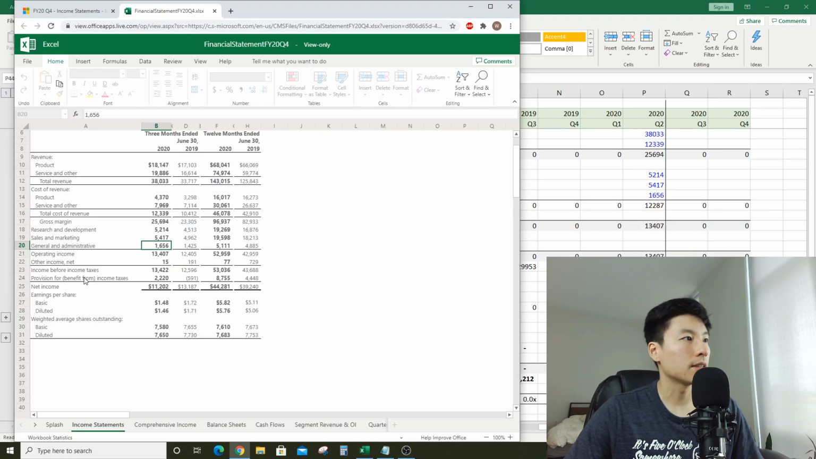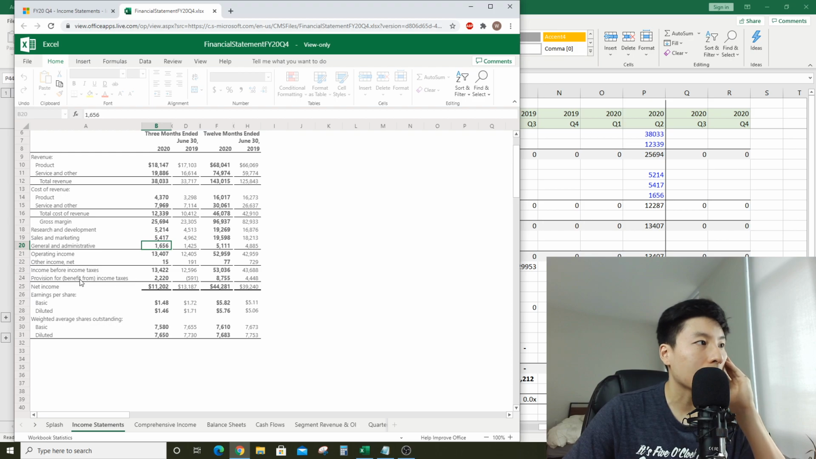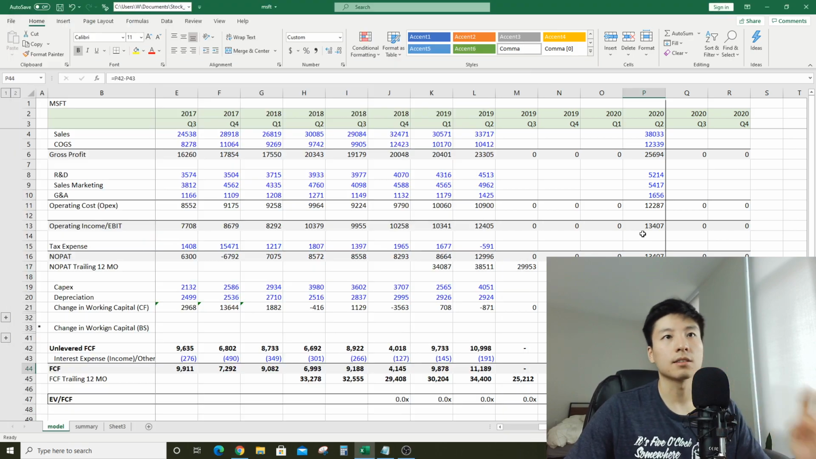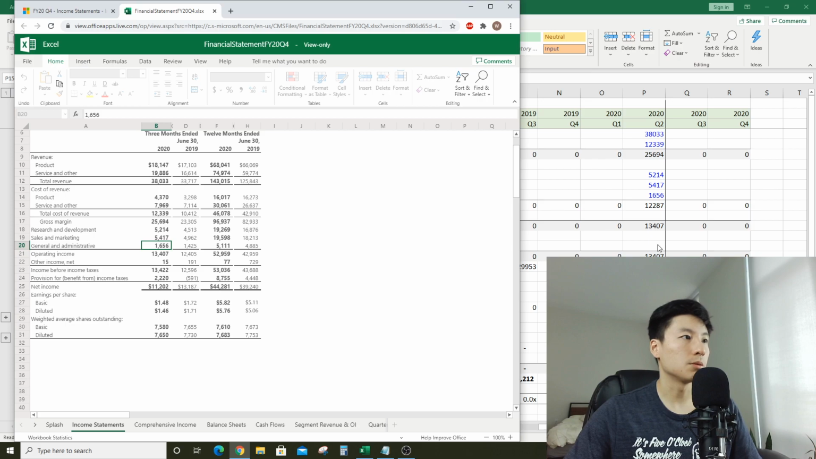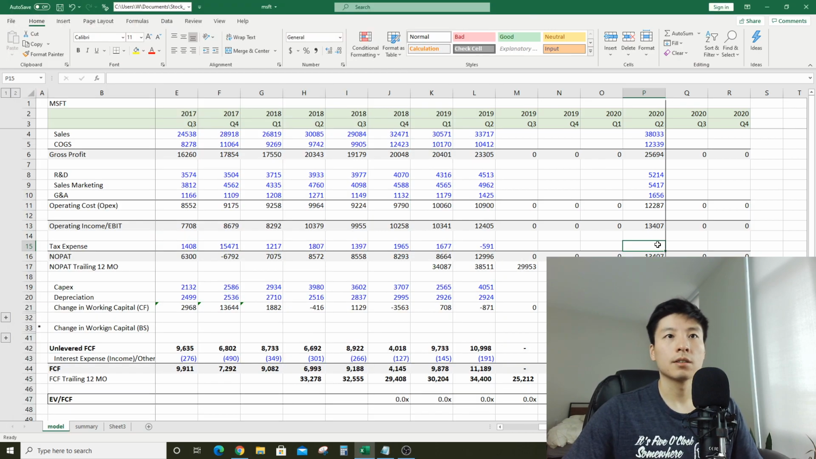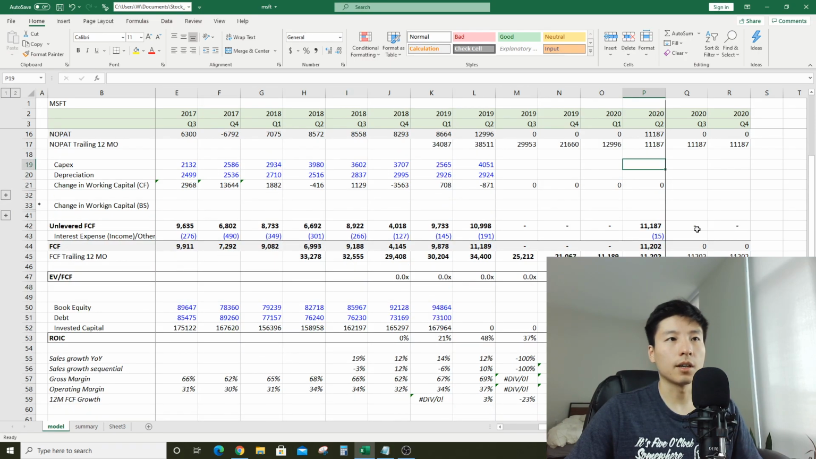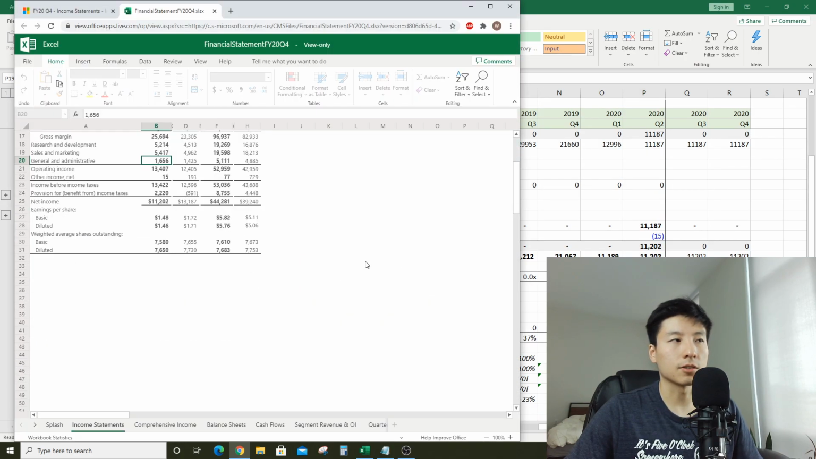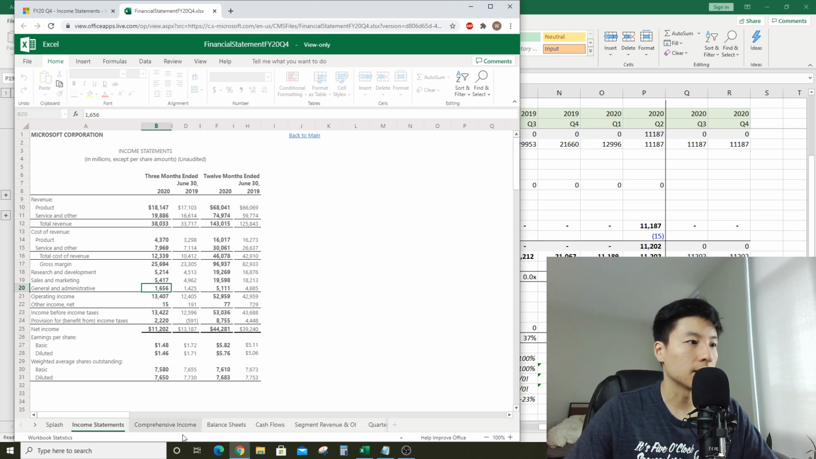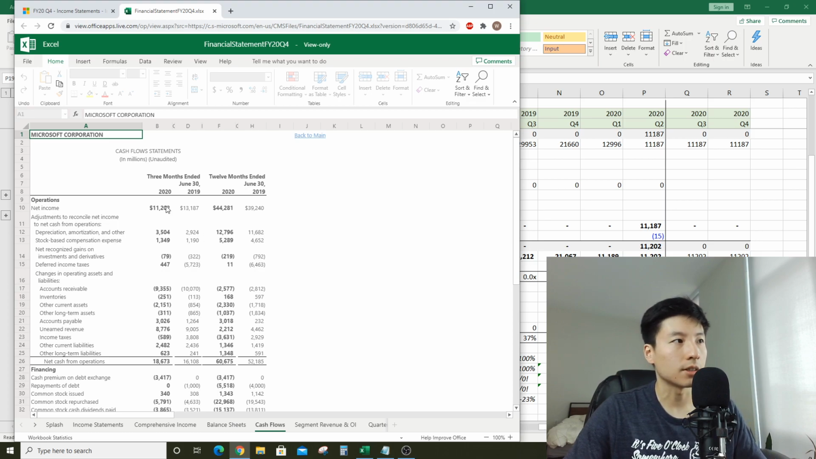Okay, and then finally, if you make money, you have to pay taxes. So they have income taxes of 2,220, which brings us to operating profit after tax of $11 billion. Okay, $11 billion. All right, so this is why I love Microsoft's investor relations so much, because you can just click here and go to the cash flow statement. It's already on 3 months for you.